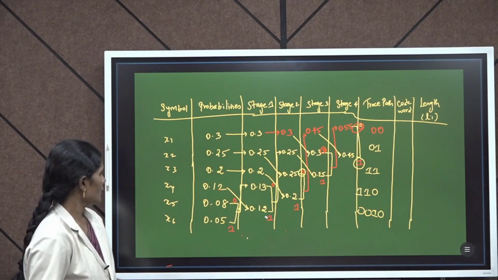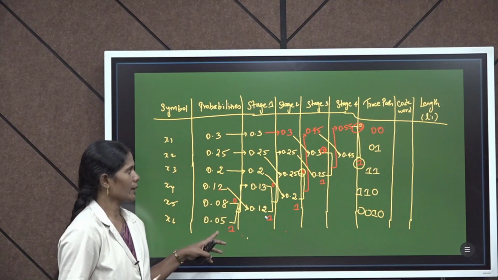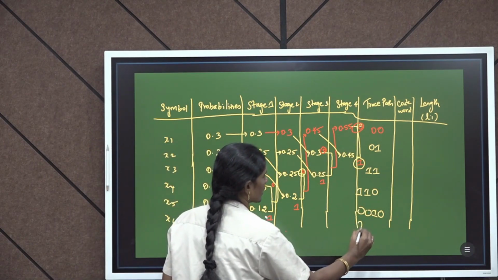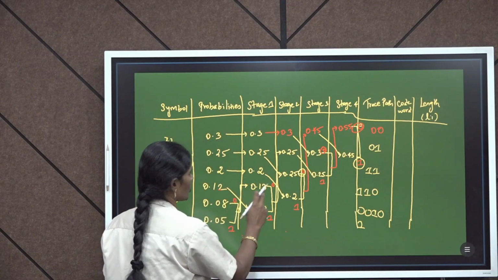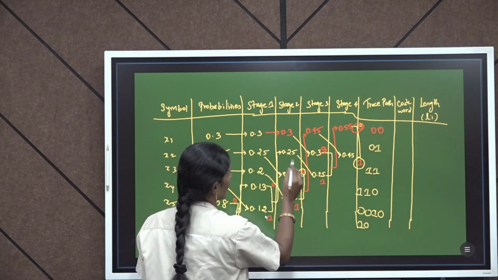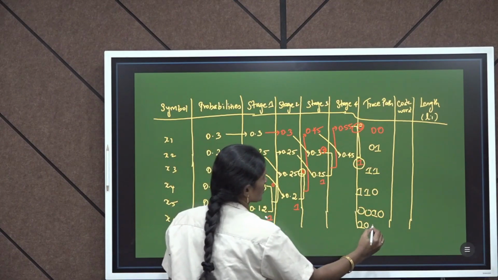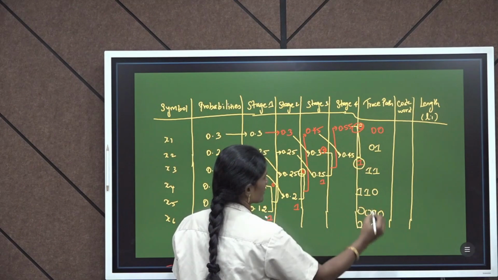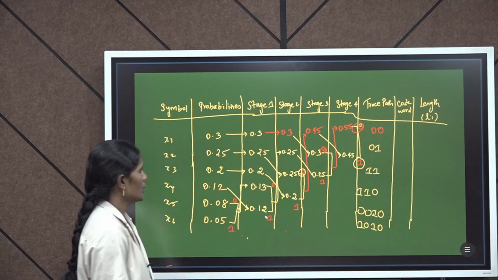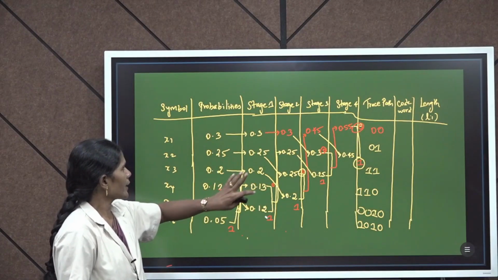Okay. At last, for 0.05 we can trace the path. So first the binary bit is 1. Next it can move up to the next stage, it is 0. Again no binary word. Here it is 1. In the last stage it is 0. Okay. So we identify the trace path.